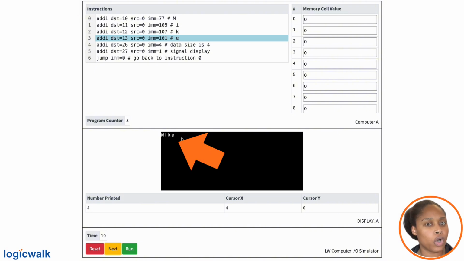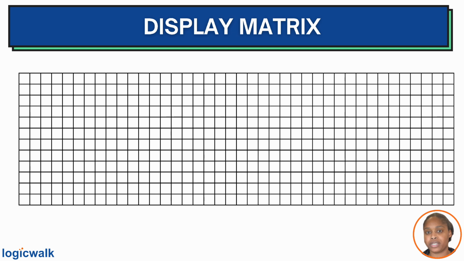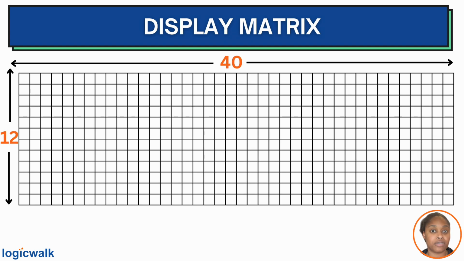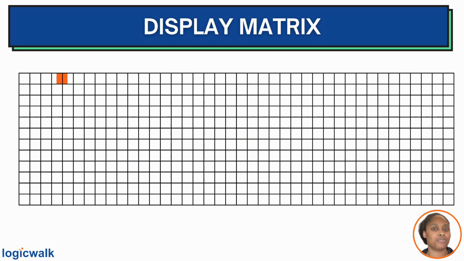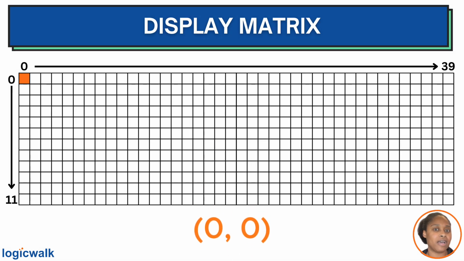But how does the computer know where to print the characters? A display is organized as a two-dimensional matrix, which consists of 40 columns by 12 rows. Each cell in this matrix holds one character, and text is printed left to right, starting at the top left corner. The display maintains a cursor to keep track of where the next character should go. The cursor is defined by two values, x, which are the horizontal positions, 0 through 39, and y, which are the vertical positions, 0 through 11. It starts at 0, 0, which is in the top left corner.